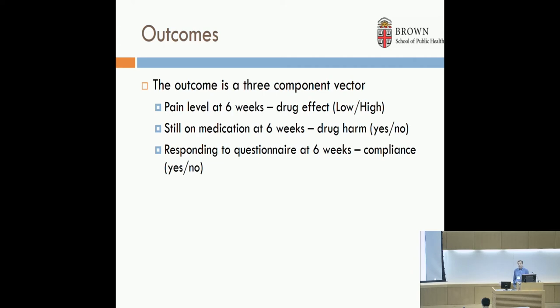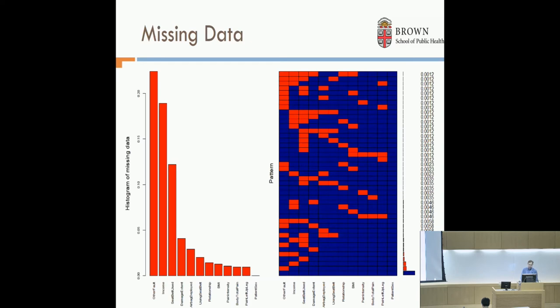And I don't know, and the only ones that I can actually compare are those people that would have responded under both treatments. So that's the general idea. So I have a 3-component vector here.